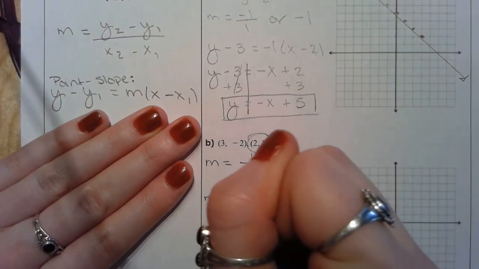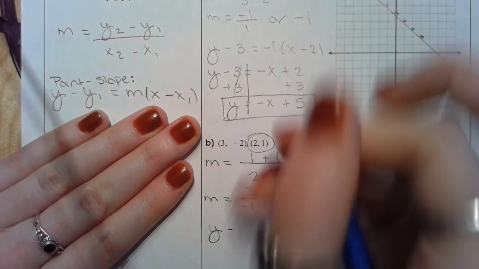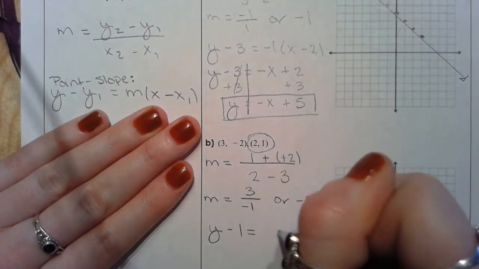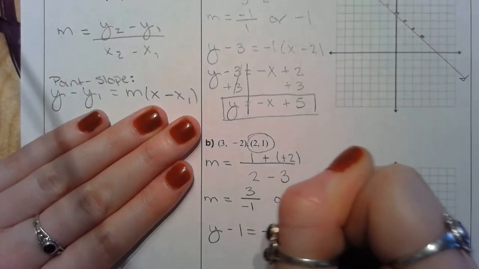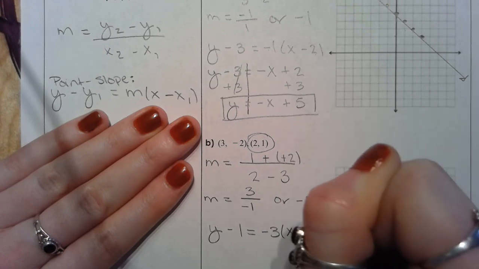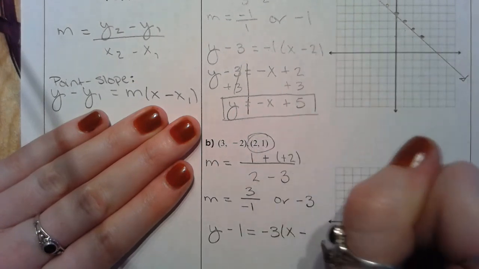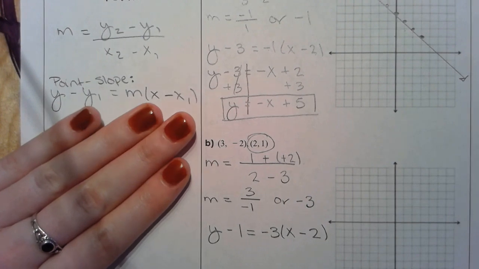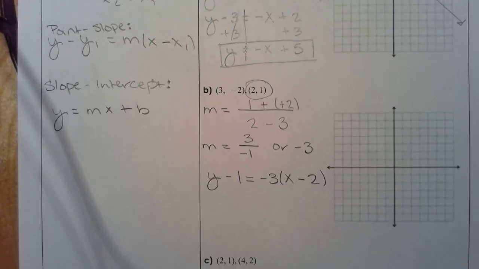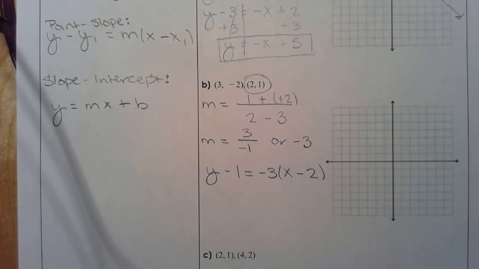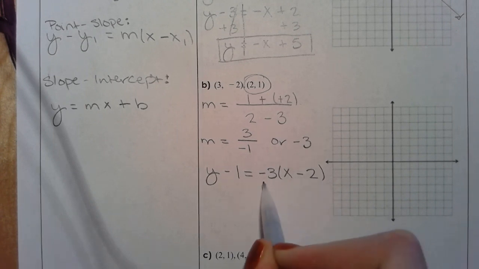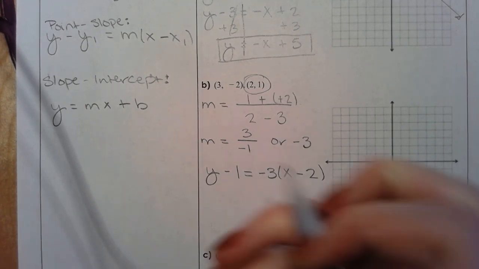So y minus y1, so my y value in my point, so 1 equals m, which is negative 3, times x minus my x value, which is 2. Okay. Now that I have this, I'm just going to simplify this a little bit further, just like we did yesterday. And I'm going to distribute this negative 3 to each term inside the parentheses.